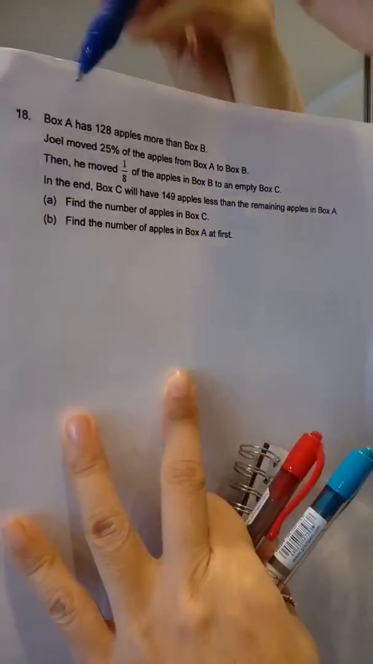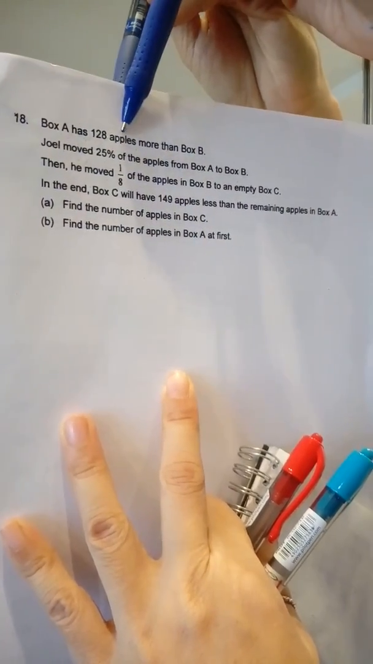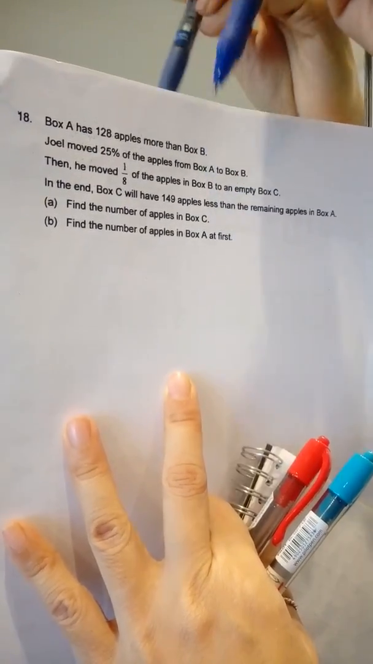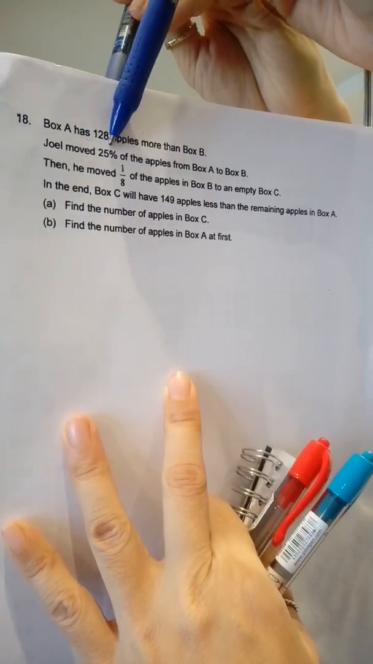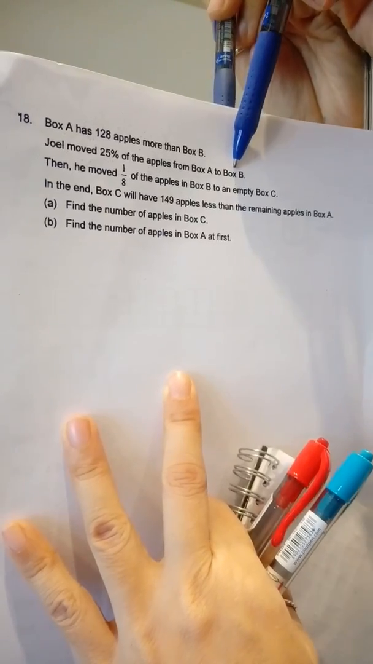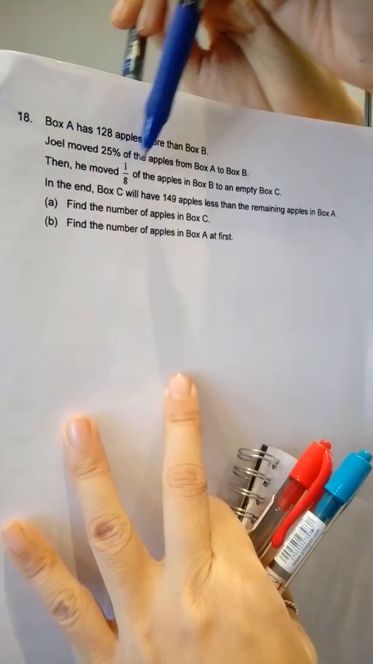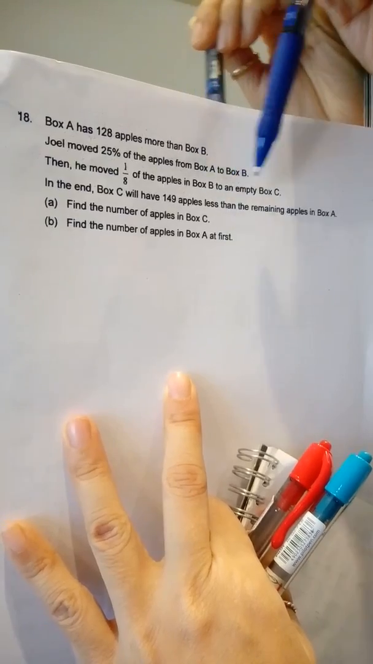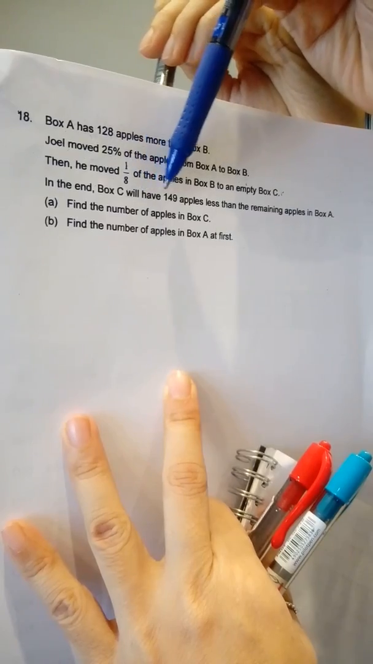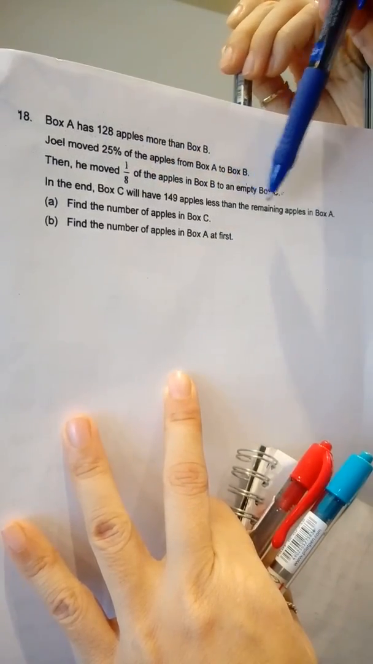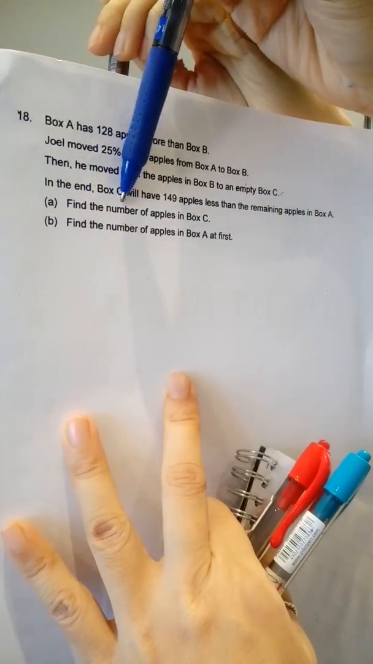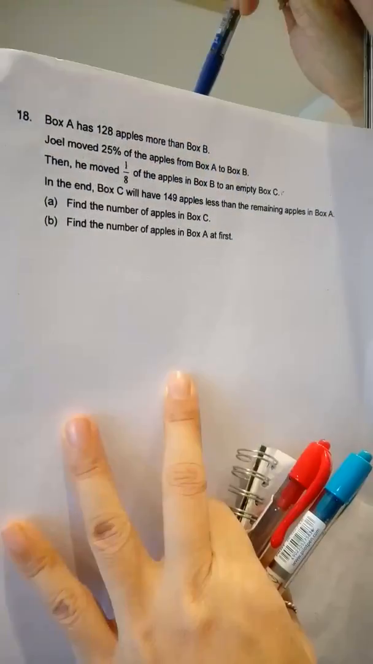Question 18. Box A has 128 apples more than box B. You may like to draw these first. Joel moved 25% of the apples from A to B. Then he moved 1/8 of the apples in box B to an empty box C. In the end, box C will have 149 apples less than the remaining apples, not at first, remaining apples in box A. Now find the number of apples in box C.